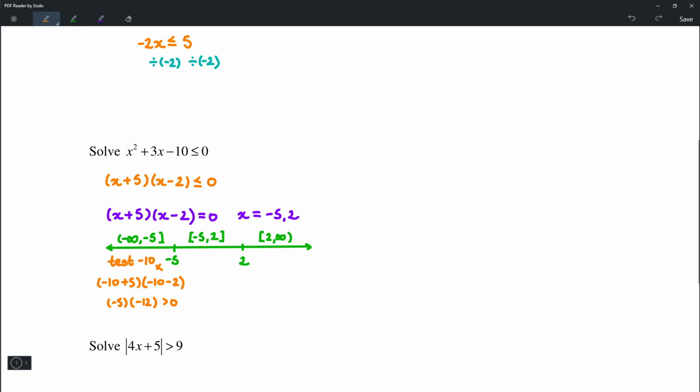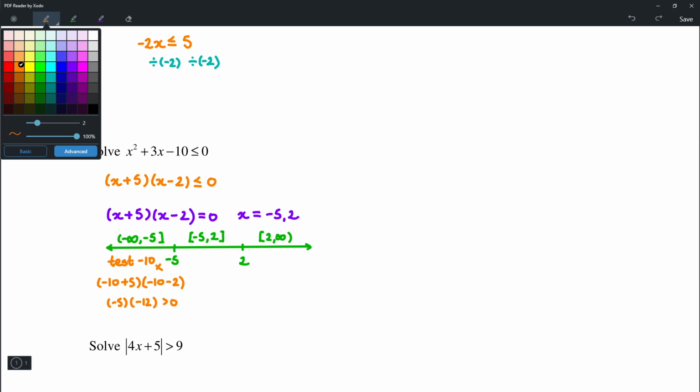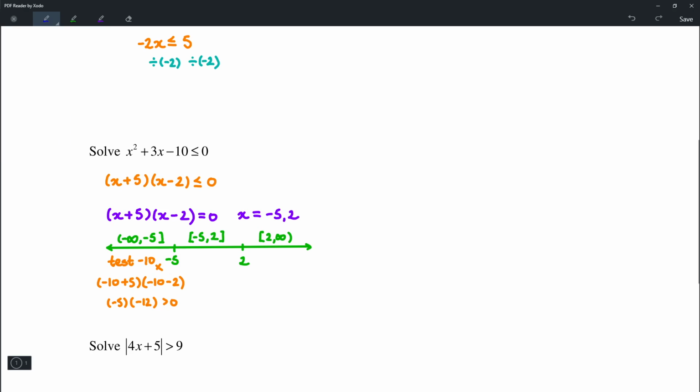Okay, moving from left to right, here we can choose any number in the middle part from negative 5 to 2. So we can simply test 0 because it is simpler to substitute. We just have 0 plus 5, and then of course 0 minus 2. So that's simply 5 times negative 2, which we know is less than 0. So this is going to be part of the solution to the inequality.